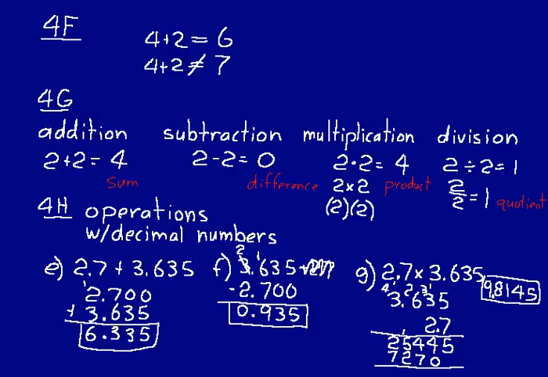We do it that way. We ignore the place value in this multiplication because it's simpler to work with whole numbers than with decimal numbers.